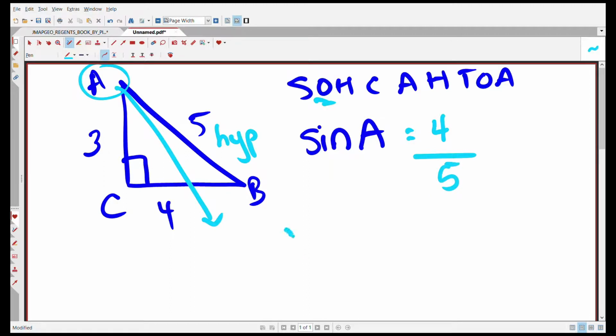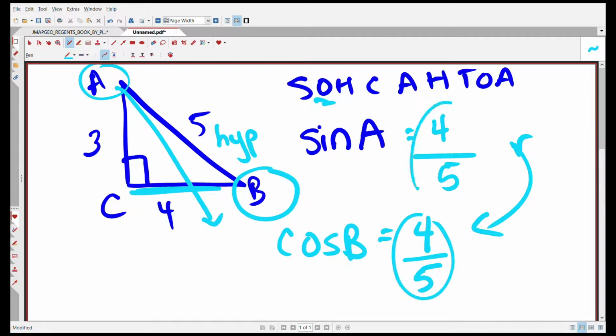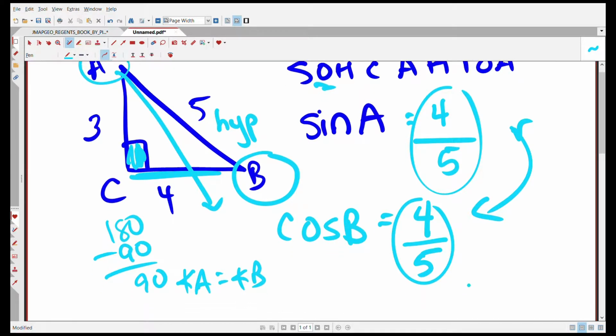Now, if I did the cos of B, that means I go to angle B, and I do adjacent over hypotenuse. Now, if you notice here, the answers are the same value. And if this angle is 90, then because the whole triangle is 180, the sum of A and B also will add up to 90.